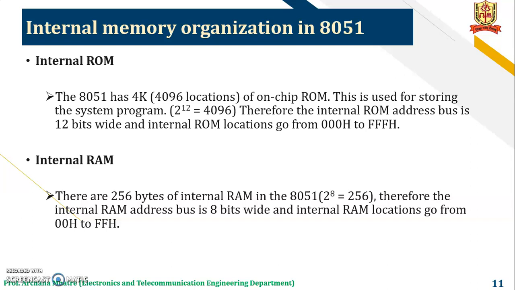Now next is the internal RAM. There are 256 bytes of internal RAM in the 8051, that is, 2 raised to 8 is equal to 256. Therefore, the internal RAM address bus is 8 bits wide and internal RAM locations go from 00H to FFH.